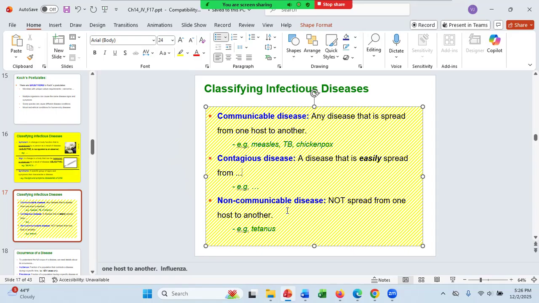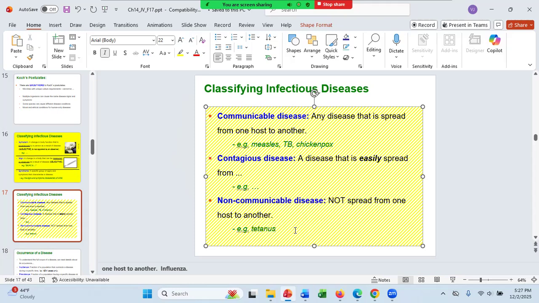A non-communicable disease, and yet an infectious disease, is one that does not spread from one host to another. It is caused by a microbe, that's why it's an infectious disease, but it's non-communicable. For example, tetanus: when one patient gets it, it's not going to spread, at least most of the time, from one patient to another patient.